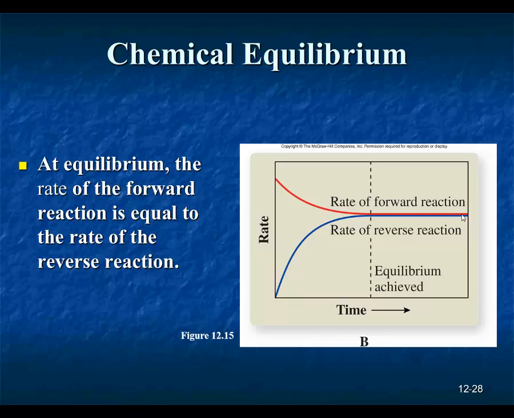So realize when we've reached chemical equilibrium, we see no net change in concentrations. We have the rate for the forward reaction equal to the rate of the reverse reaction. That's what we're looking for.